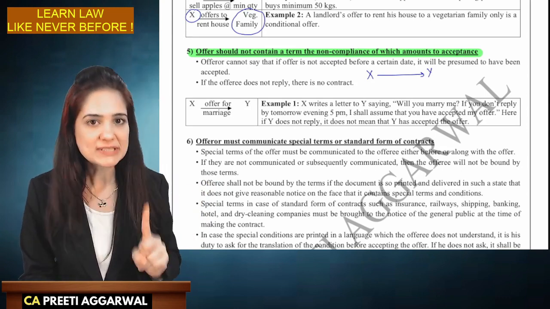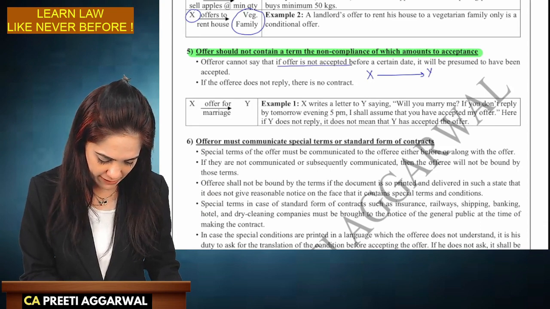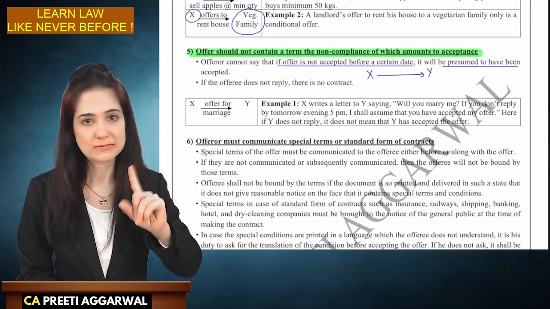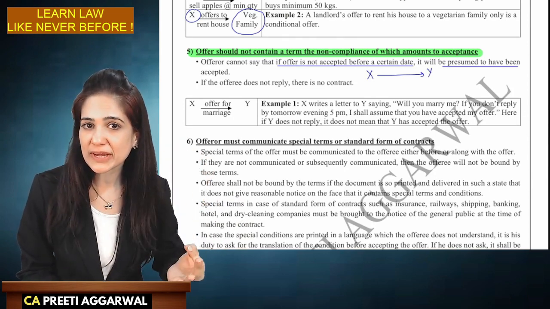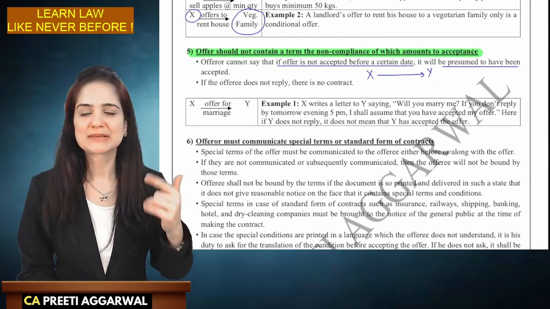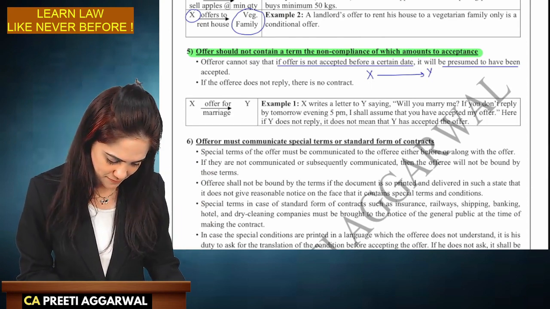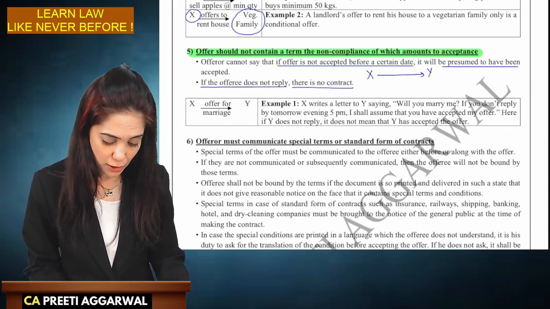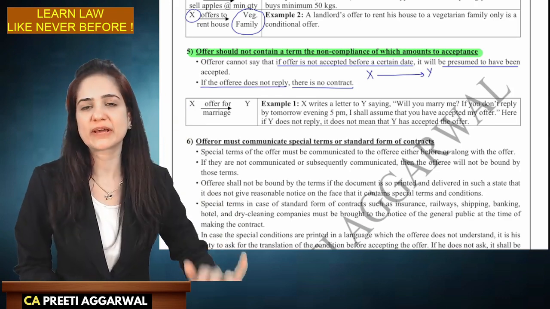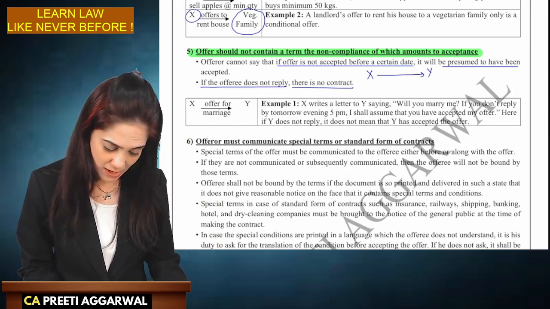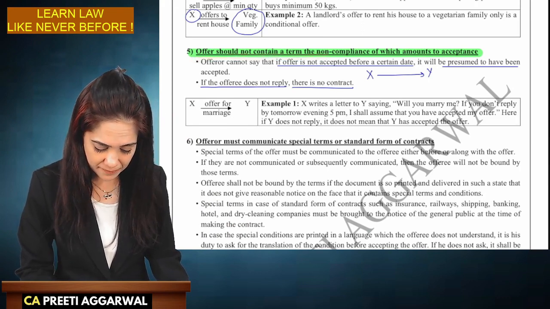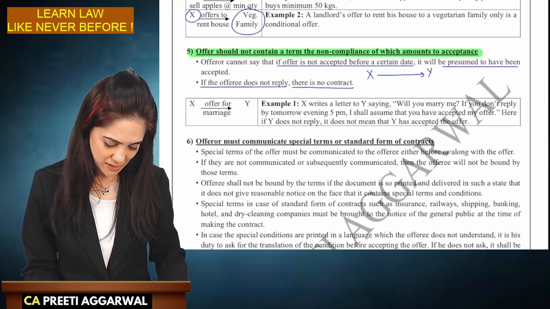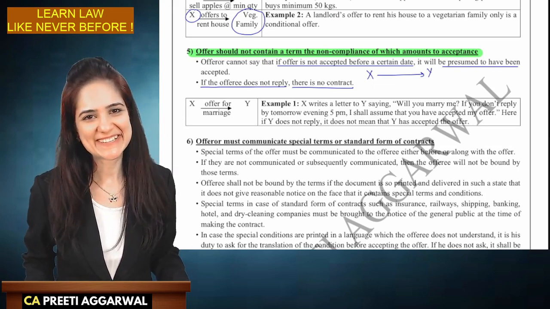Offerer cannot say that if the offer is not accepted before a certain date, he will presume that it is accepted. Just like offer must be communicated, similarly, acceptance must also be communicated. If the offeree does not reply, there is no contract. You cannot say, no, if you don't reply, I will assume that you have accepted my offer. That's not possible. Offer must not contain a term, the non-compliance of which amounts to acceptance. So a very nice example discussed here.